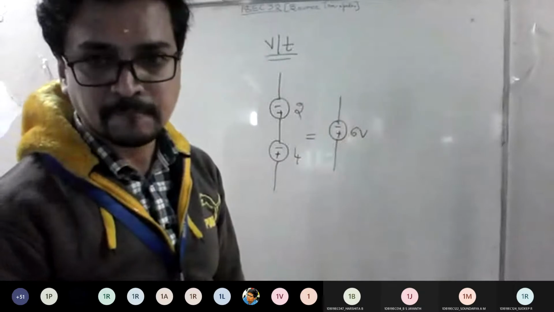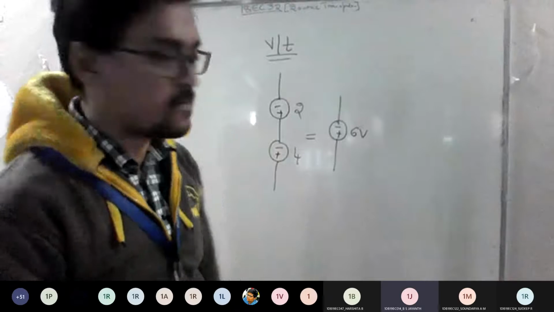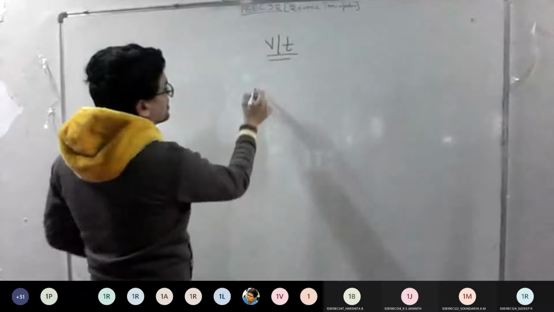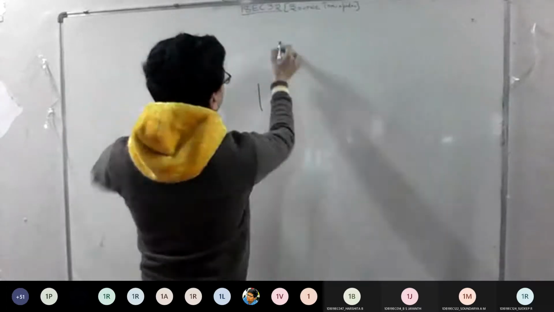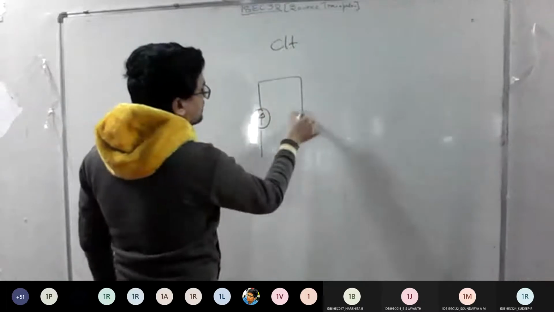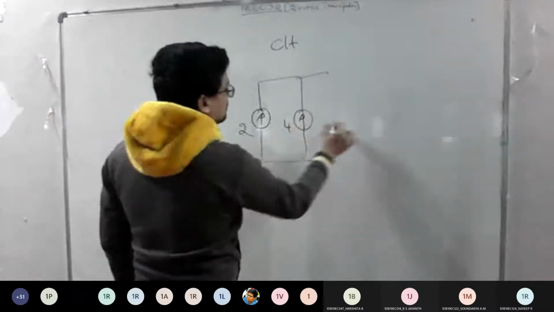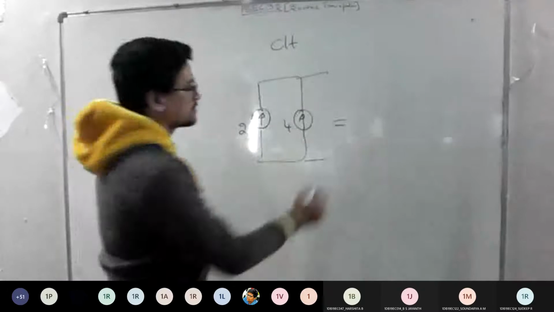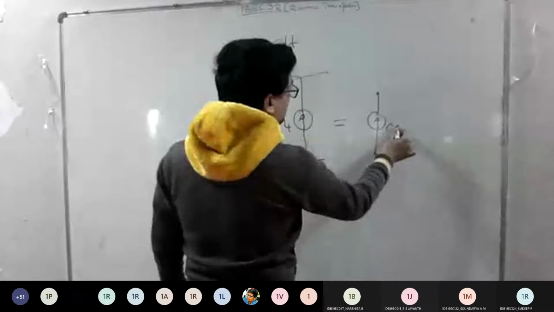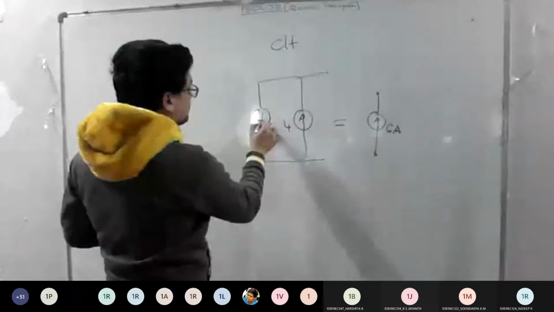Is it done till here? Everyone, is it fine? Yes, sir. Okay. So the same concept I can apply for current also, right? Current means there should be a parallel combination. In a parallel combination, I can add the currents if both are in the same direction. So what is the equivalent for this? Is it 6 only? Yes, sir, 6. The arrow mark is upward as it is. So 6 amp, right?